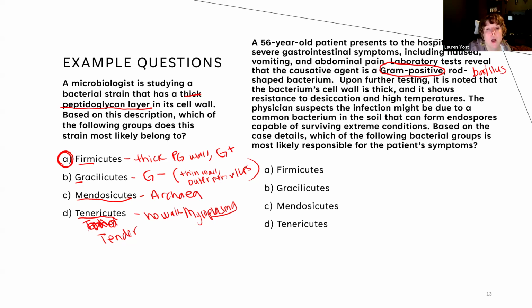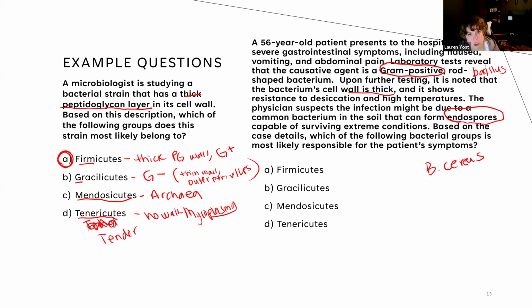Okay, moving on. Upon further testing, it is noticed that the bacteria's wall is thick and it shows resistance to desiccation and high temperatures. All right, we suspect the infection might be due to a common bacterium in the soil that can form endospores. So now we think it's an endospore forming thing. This is probably a literally named Bacillus something or Clostridium something. It's capable of surviving extreme conditions. This is probably most commonly B. cereus. If we were talking about this, it's Bacillus cereus.